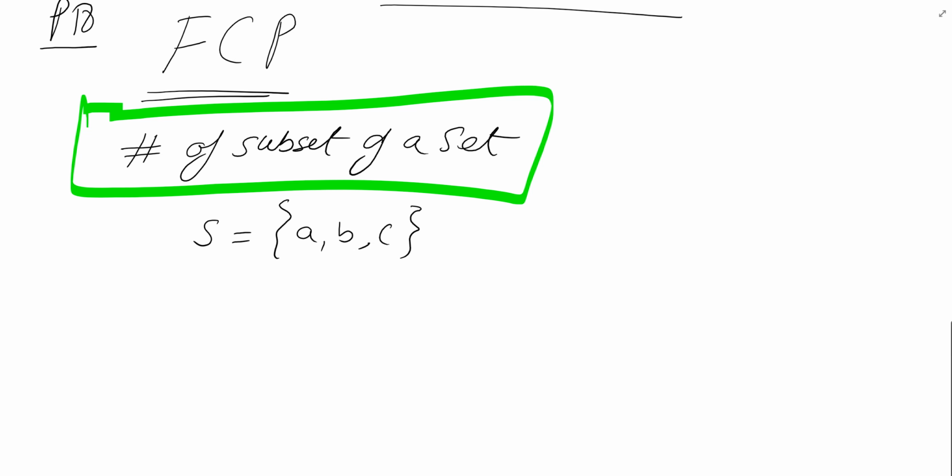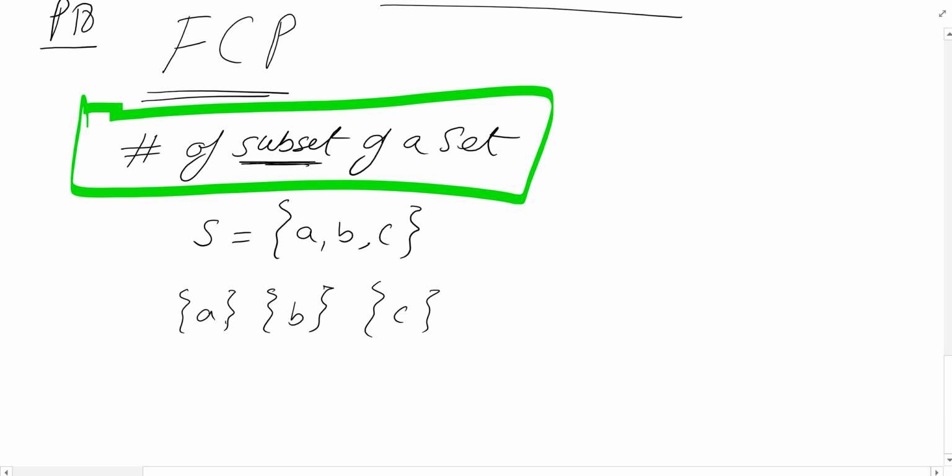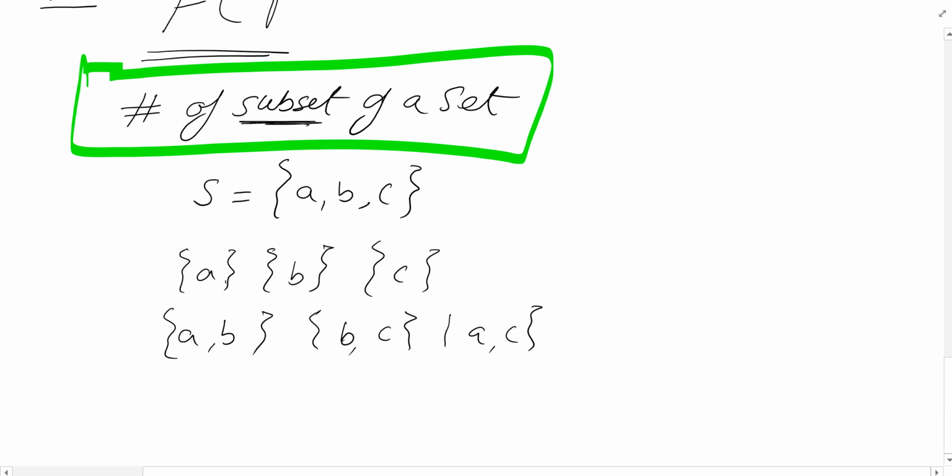All right. So S is made of A, B, C, and we are interested in the subsets of S. Now let's write down the subsets explicitly. One is A, B, C. So single elements, right? And then we can have A, B, B, C, and A, C. So we always separate them by commas. And the final one is A, B, C itself. So that's the power set of S.